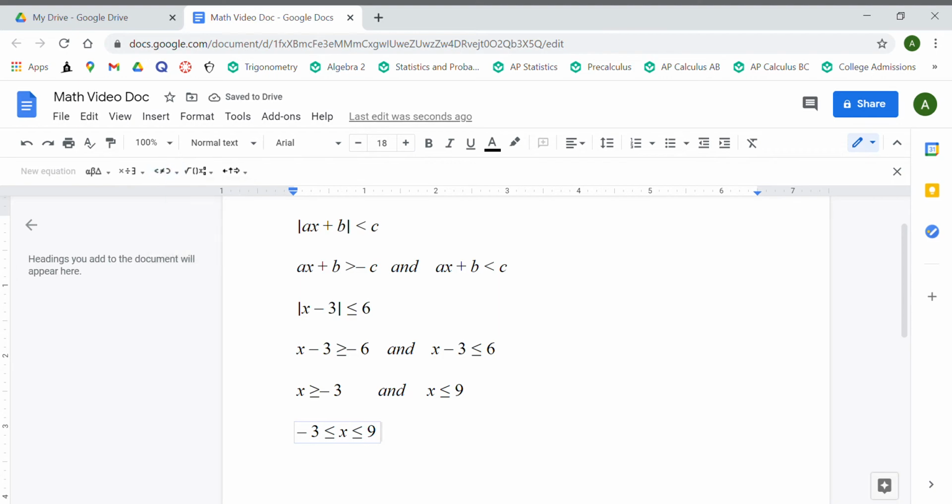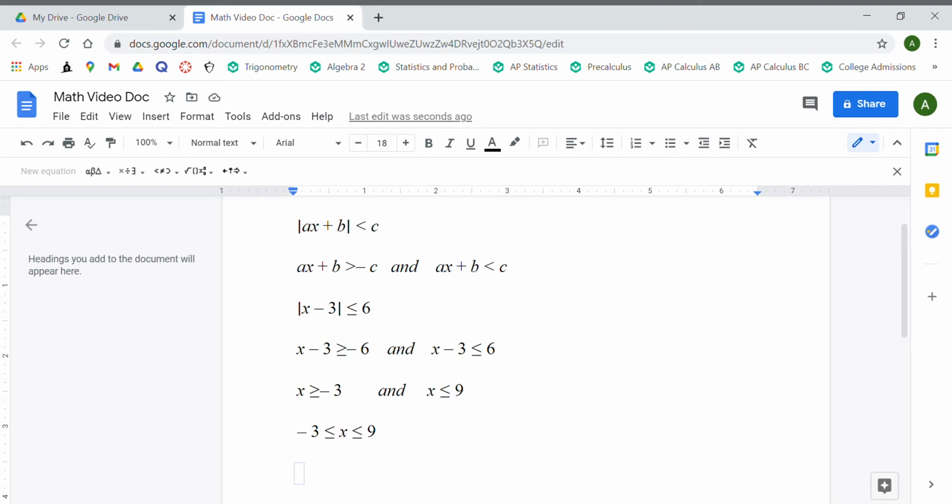Alright, so that's how you solve absolute value inequalities. Now, I'm not going to show you how to graph them today, but your teachers may still ask that you graph the solutions. So if you feel like you need a refresher on graphing compound inequalities, please go check my previous video on that. In the meantime, try one on your own.